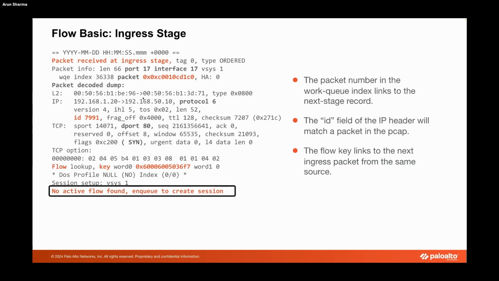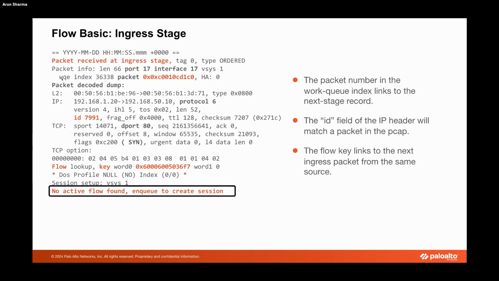Okay, so this is how the flow basic log looks. This is the ingress stage. The packet is trying to enter the firewall. At this stage, there's no tag because this is the first packet. You can see info like packet length, port 17, interface 17. What VSys is it?